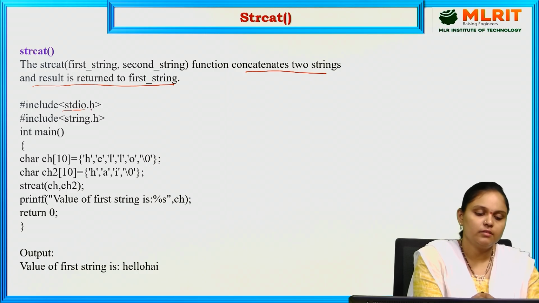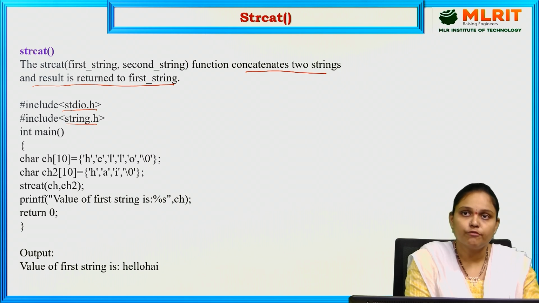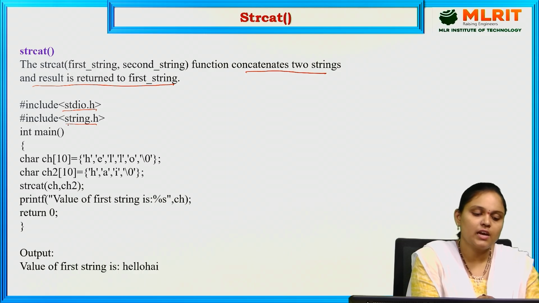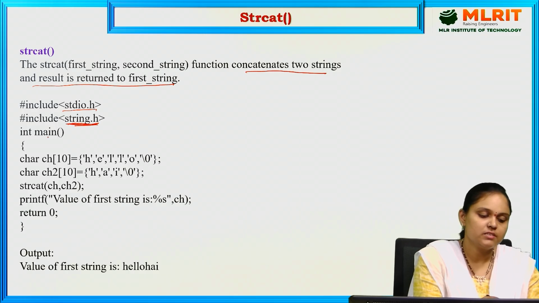And here, we need to use both header files. One is stdio.h, the standard input and output header file, for printf and scanf statements, for putchar and getchar statements, and also for puts and gets statements. Then string handling functions are defined in string.h. That is the reason why we are also including that header file. And next is the main function.